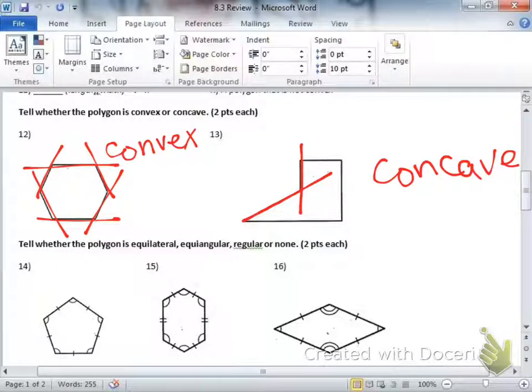Okay. Number 14, we are saying either equilateral, equiangular, or regular. Equilateral is when all the sides are the same. Equiangular is when all the angles are the same. And regular is when it's both. So number 14, what would that be? Regular.